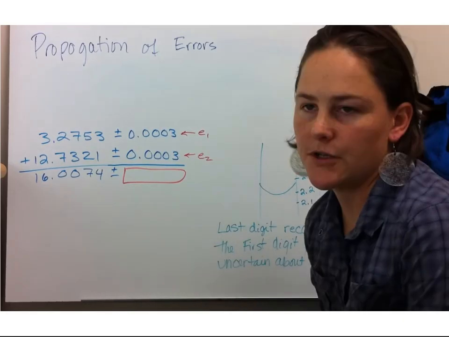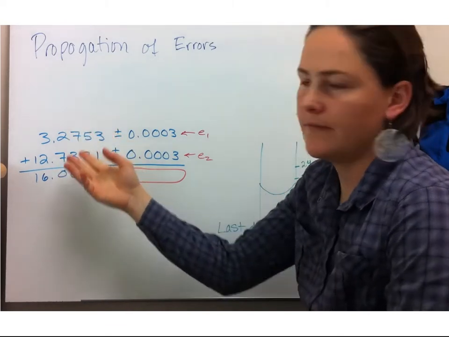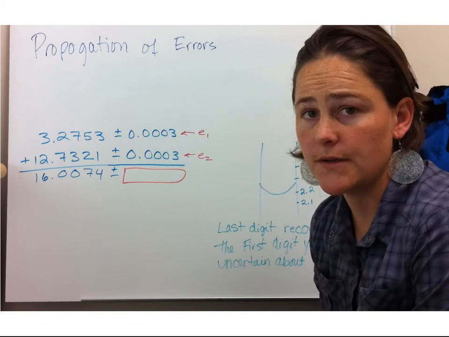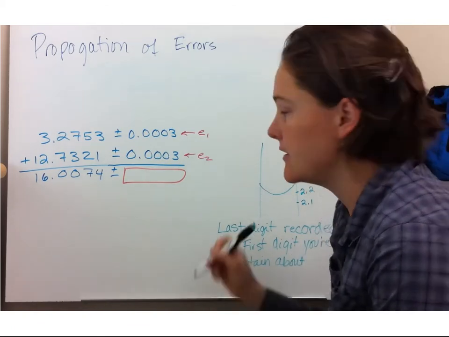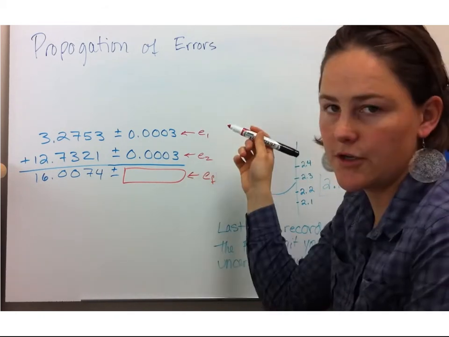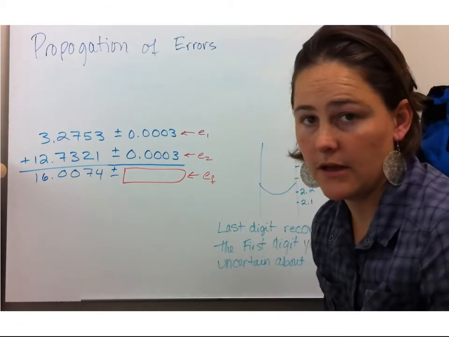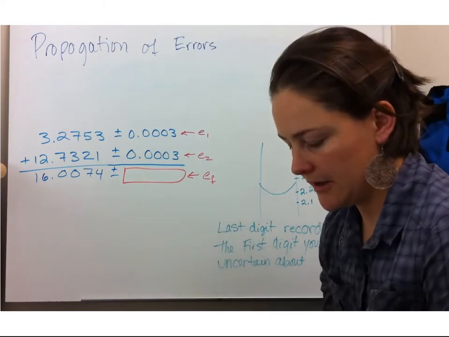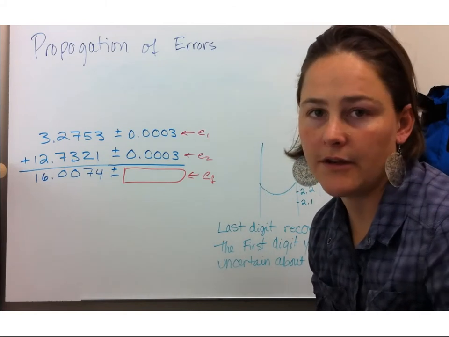So essentially what you have are a couple of measurements here, and you have masses and you're trying to add them together. And each of those masses has an error associated with it. And so the question is, how do you calculate the error associated with the final measurement? So the nomenclature that we're using is E1 and E2 and E3 are all errors associated with individual measurements, and then EF is the final error associated with the calculated value.